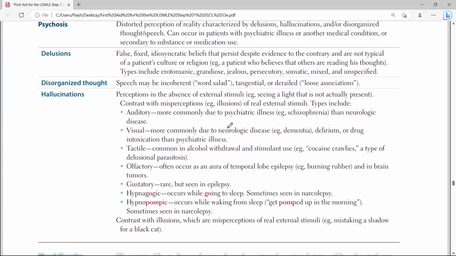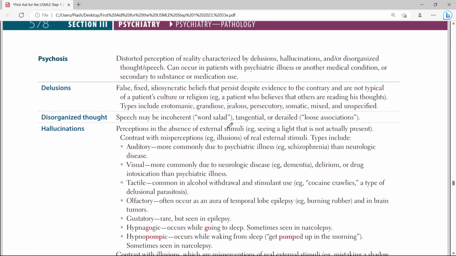Now, psychosis, delusion, hallucination. First, I have studied delirium. Now, psychosis. What is psychosis? Psychosis is a distorted perception of reality characterized by delusion, hallucination, and disorganized thought or speech. It can occur in patients with psychiatric illness or another medical condition, or secondary to substance or medication use.